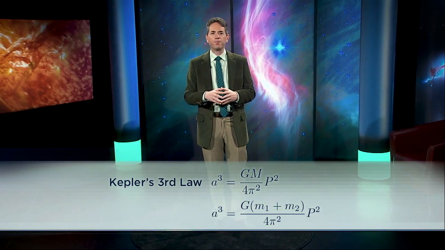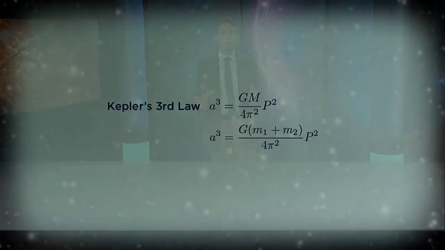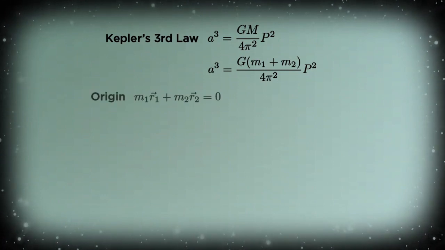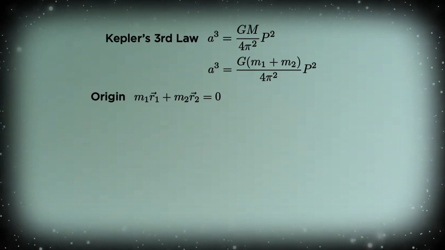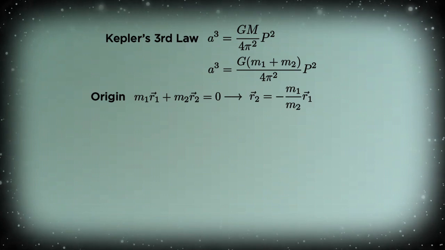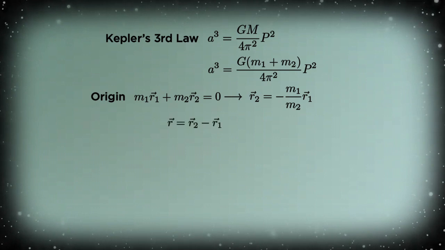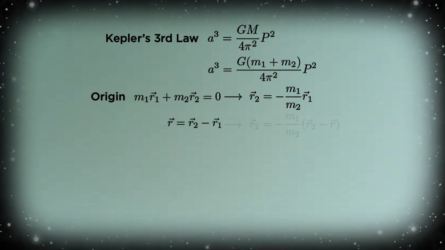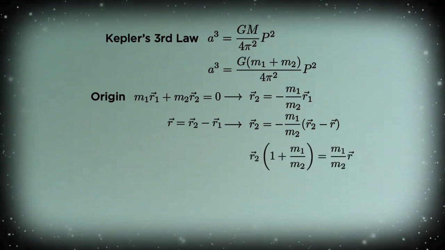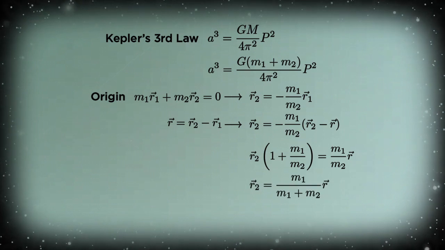That's good progress. But we'd also like to know m1 and m2 individually, not just the total. For that, we use the fact that the center of mass is at the origin, m1r1 plus m2r2 equals 0. That implies r2 is minus m1 over m2 times r1. And since r equals r2 minus r1, we can replace the r1 by r2 minus r, and then solve for r2 again. It leads to m1 over the total mass times r.